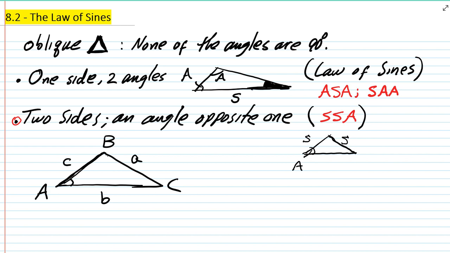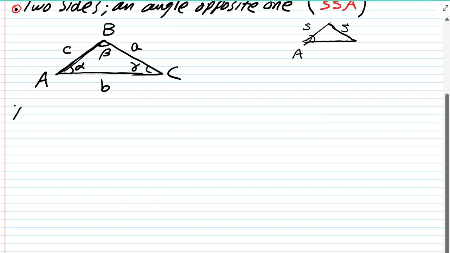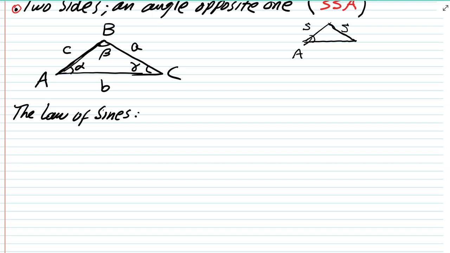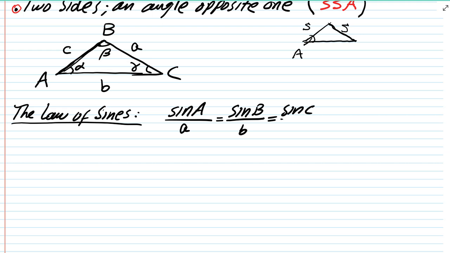And as far as the angles go, let's say angle A, we're going to go alpha. For B, I'm going to go beta. For C, I'm going to go gamma. Okay, so this would be the triangle that I'm thinking of. And the law of sines, which is very useful, says that sine of the angle A divided by side a is the same as sine of angle B over side b and sine of angle C over side c.